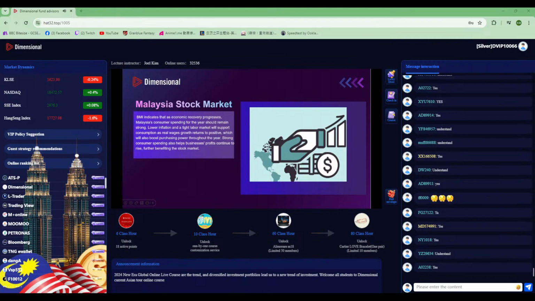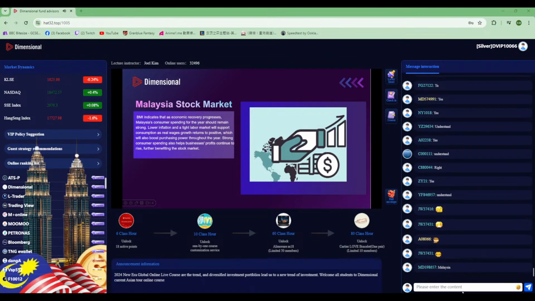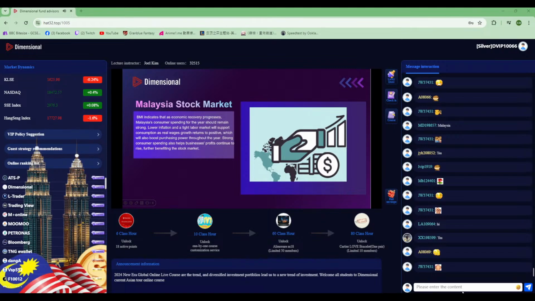So according to our Dimensional research data, the weekly capital flows report shows that most of the foreign inflows, which is totaling 389.2 million ringgit, were recorded on Thursday. Why Thursday? Because Thursday is when Bank Negara Malaysia announced its decision to maintain the overnight policy rate at 3%. And that is when the foreign investors came in.